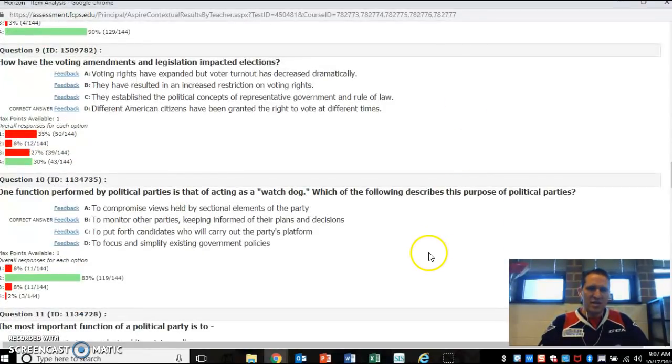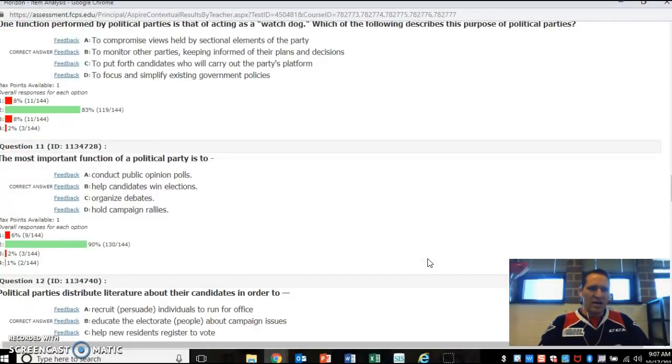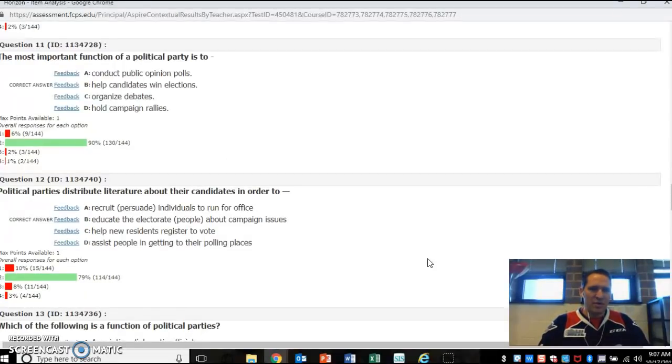All right, here's number 10. You guys did pretty well with number 10 about watchdog, monitoring other parties. 11, public candidates win elections. Number 12, a little bit of a struggle, so we're going to talk about that one. Why would a member of a political party go around from door to door or at a farmer's market or at an event? Why would they distribute literature, like, for example, the platform or a pamphlet with information about the platform or a link to a website? Why would they do that? They want to educate you on issues and where they stand on those issues.